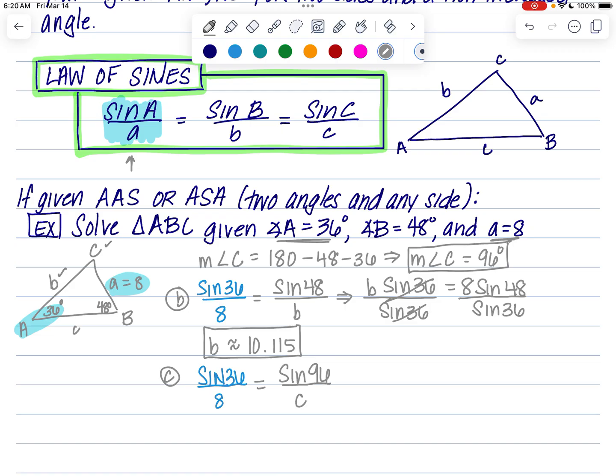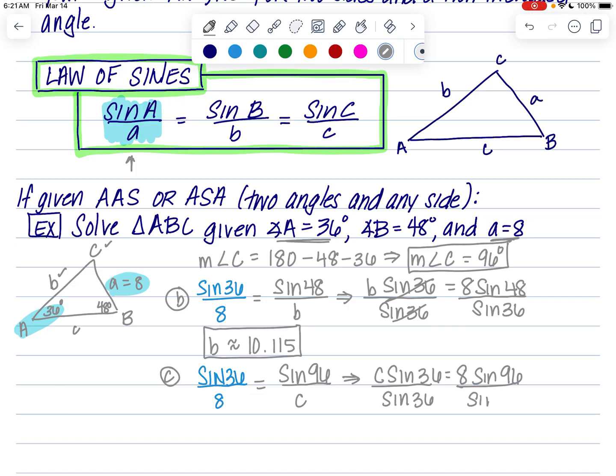Okay, so it's going to be the C ratio. So I'm going to cross multiply. Multiply by 8 on both sides, multiply by C on both sides. I get C times the sine of 36 equals 8 times the sine of 96. Divide both sides by the sine of 36.